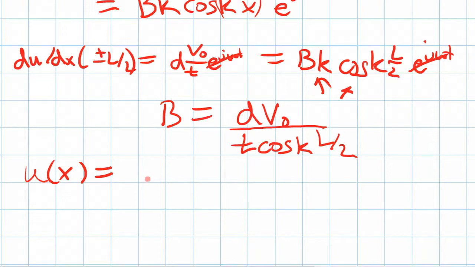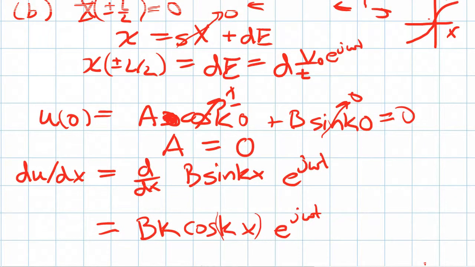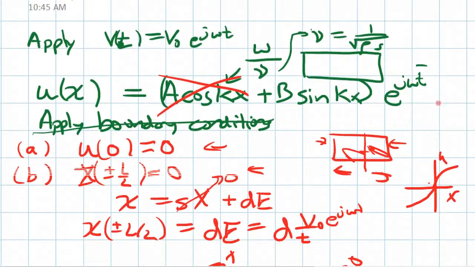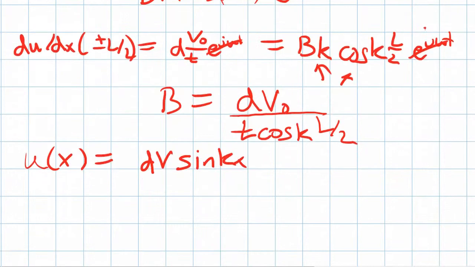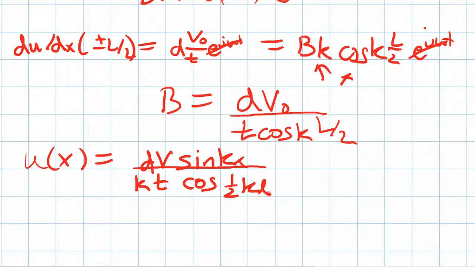So what we end up with is d V0 sine kx, where the sine kx came from the original solution, all divided by k t cosine(kL/2). This tells us the displacement for a frequency, and the frequency is hidden in this k term right here.